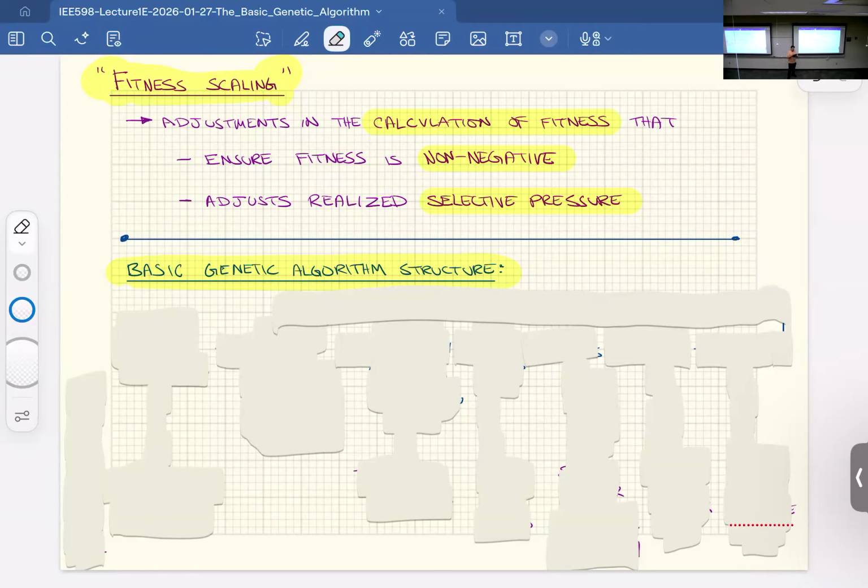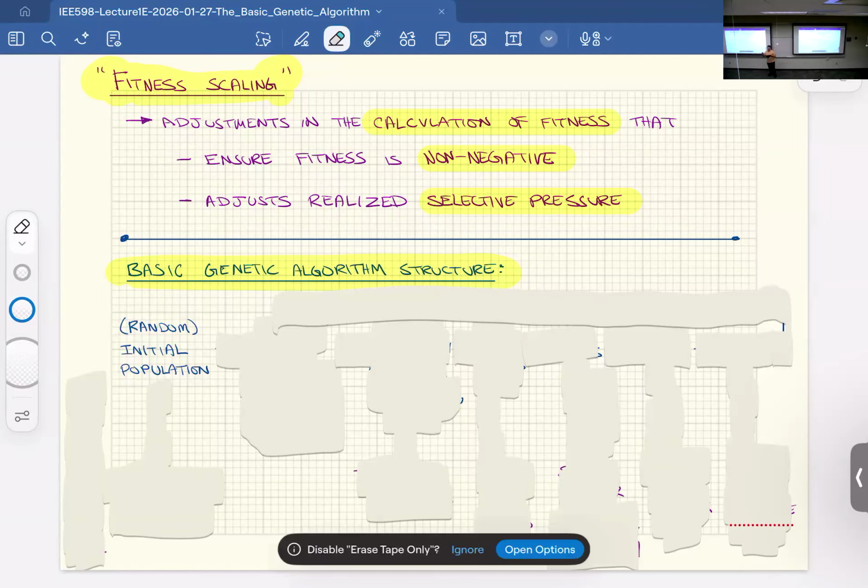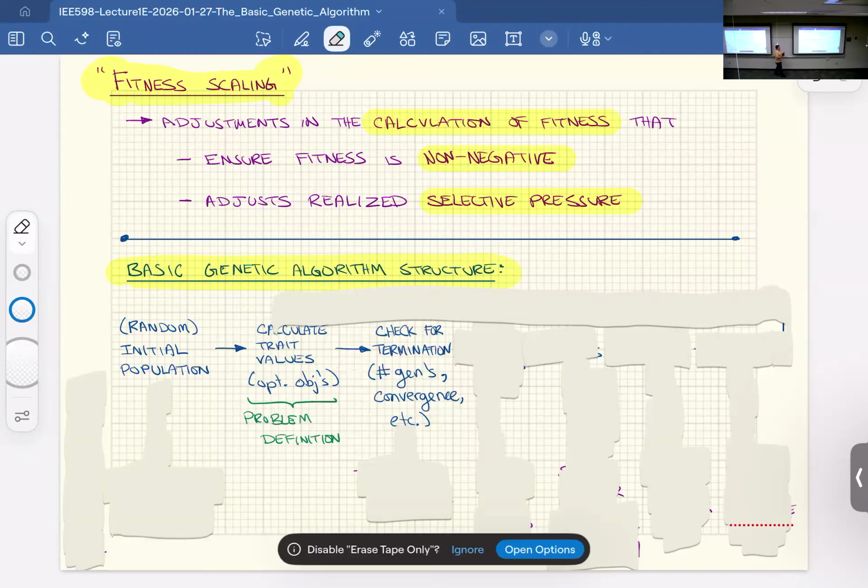So the basic genetic algorithm structure is you start with a random set of genotypes, so a random initial population. It could be completely random. For every individual, from i equals 1 to the number of individuals, and across every gene, you can just draw a random allele. And that will give you a random population to start with. That is a perfectly reasonable way to start your genetic algorithm.